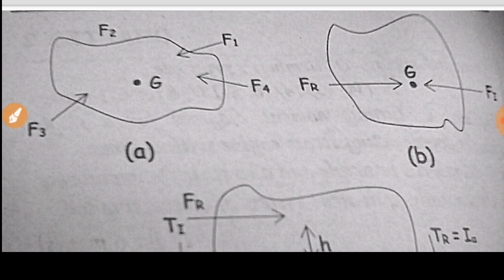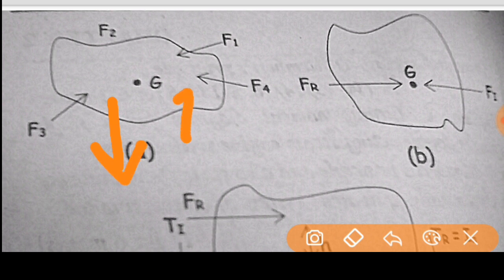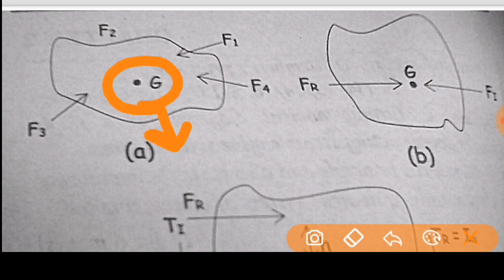On this rigid body, some external forces are acting like F1, F2, F3, F4 and many more forces. As you are aware, on every body some forces are acting, whether it is gravitational force or something else. In the same way, these forces are acting on the body. G is the center of gravity of this body.